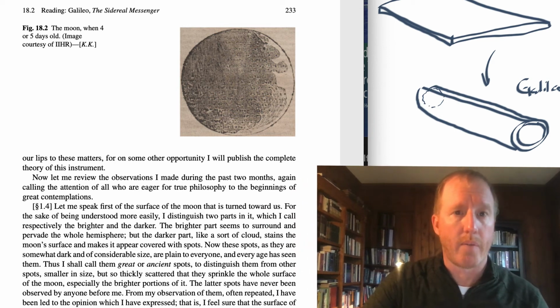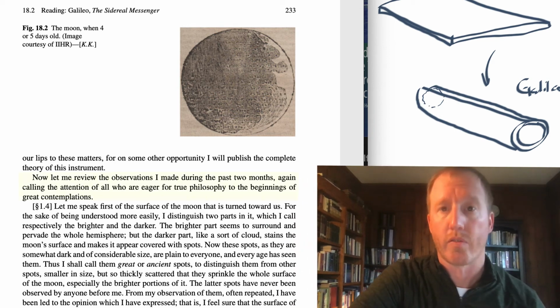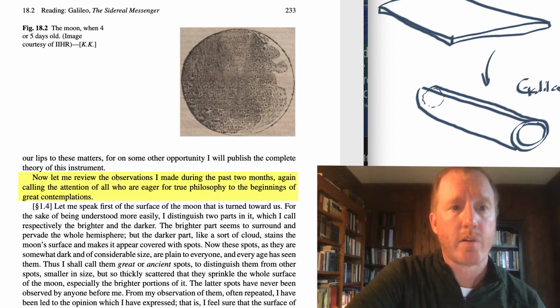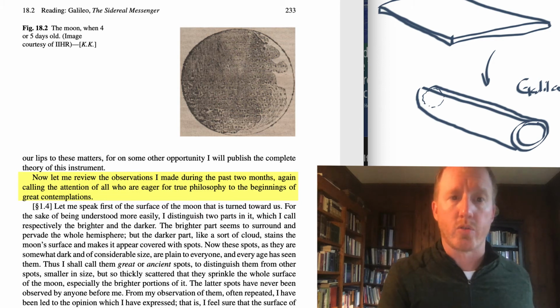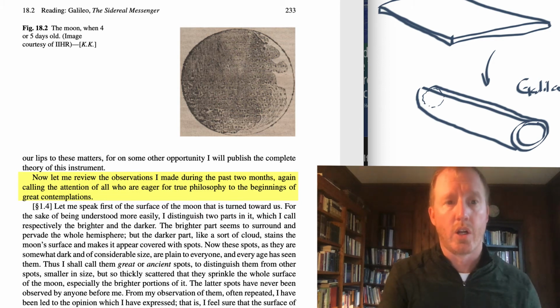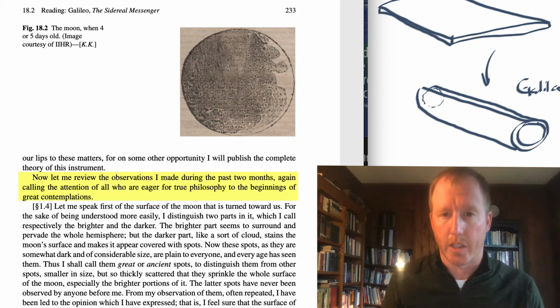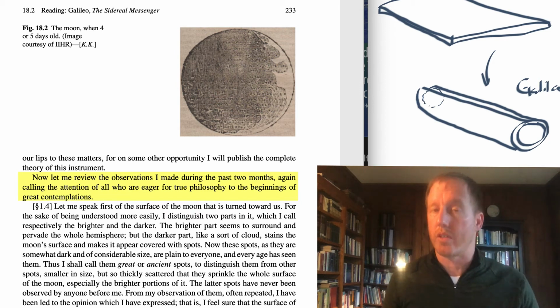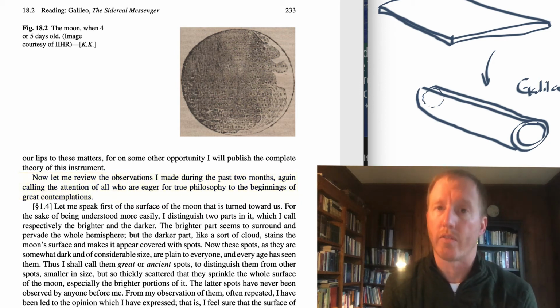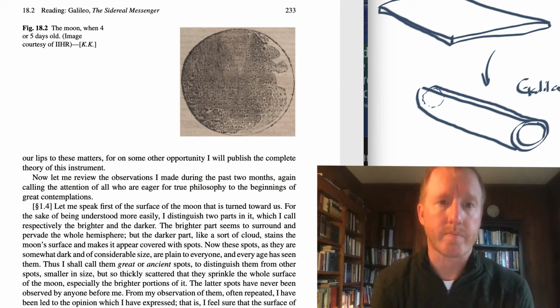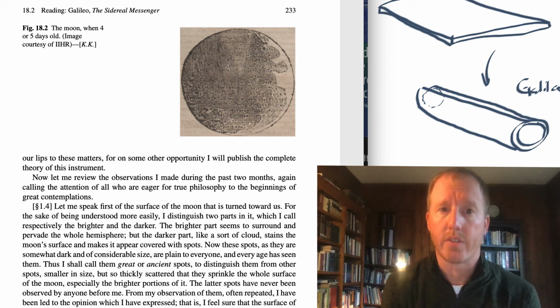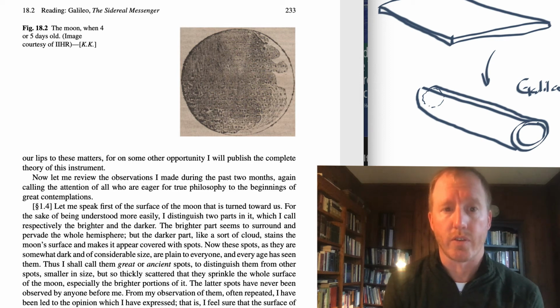So he says now, at the top of page 233, the first full paragraph, now let me review the observations I made during the past 2 months, again calling the attention of all who are eager for true philosophy to the beginnings of great contemplations. So these scientific observations, these careful observations, are going to have philosophical implications. And the first thing that he does is he describes his observations of the surface of the moon.